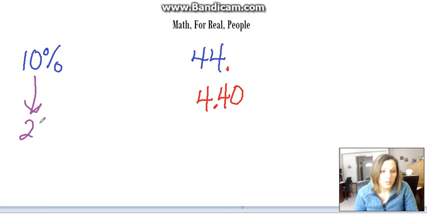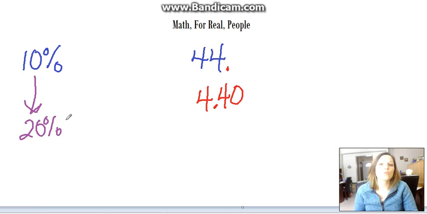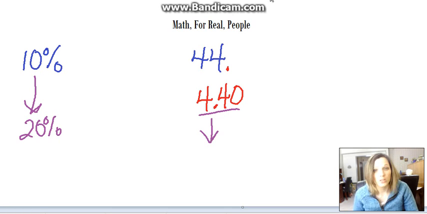So here's 20%. How do you get from 10% to 20%? Right, you double it. You're multiplying 10 by 2 to get to 20. That's the same thing you're doing over here. So to get to 20%, you double it. Now, I truly believe you can double most things in your head if you tried. Don't tell me you need the calculator to double it. You can do it. So doubling 440 means it would turn into $8.80.